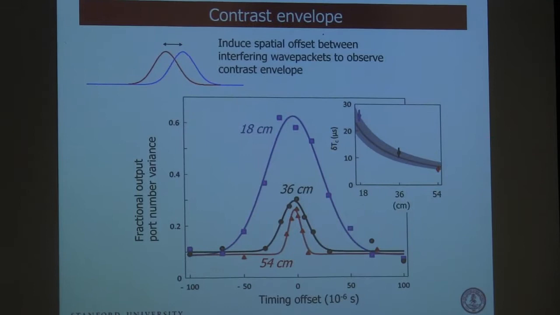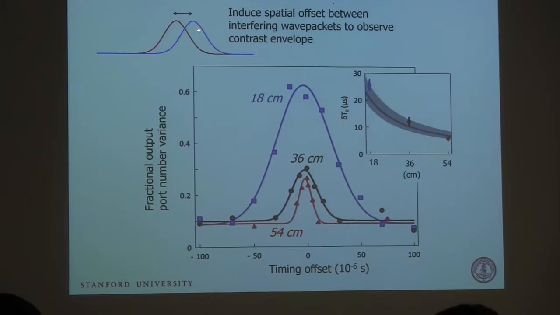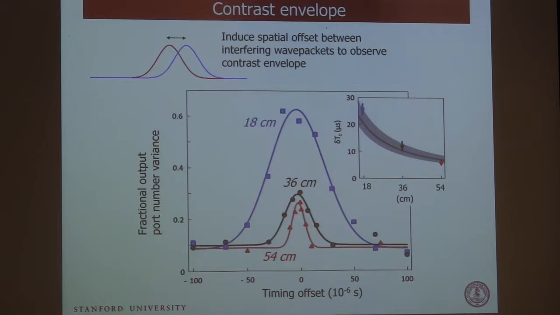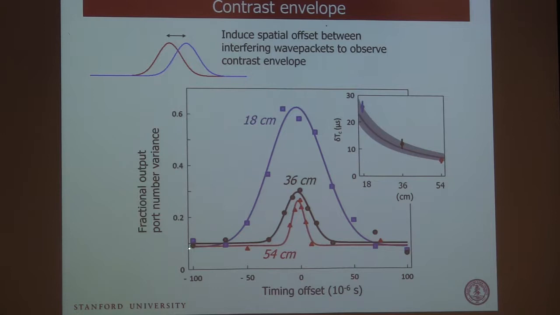My metric for interference is, do I see fluctuations at the output port of the interferometer, and do the fluctuations parametrically depend on the shape of the interferometer, whether the wave packets overlap at the end? So this horizontal axis is basically a measure of whether the wave packets overlap at the end, and the vertical axis is the variance in the fluctuation between one port and the other output port. And you can see that as we change that timing offset, you go from essentially no interference. When you have 0.1 there, there's always noise in measuring the two output ports.